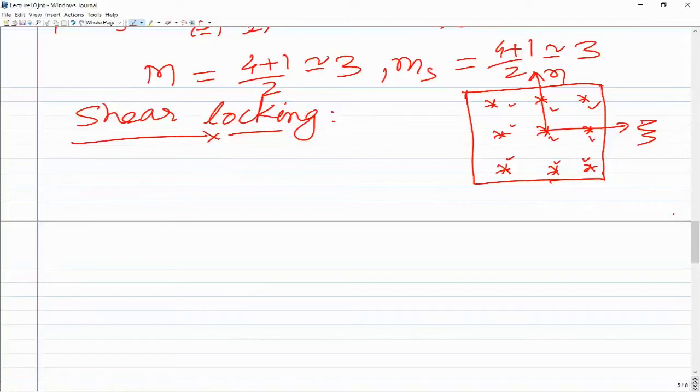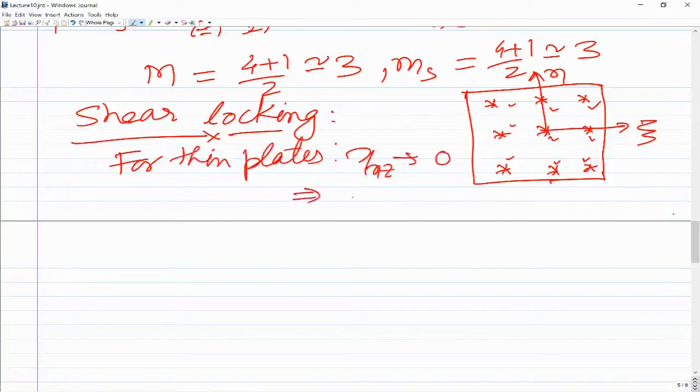I am going to explain here the transverse shear locking for plates. For thin plates, if we are using the thick plate formulation, that is first order shear deformation theory, then for thin plates gamma xz and gamma yz will approach 0. That is, for thin plates the normal will remain normal to the deformed middle surface. For thick plates it does not remain normal, but for thin plates it will remain normal.